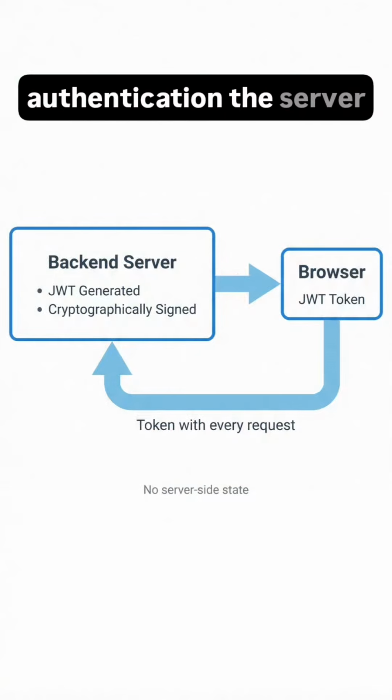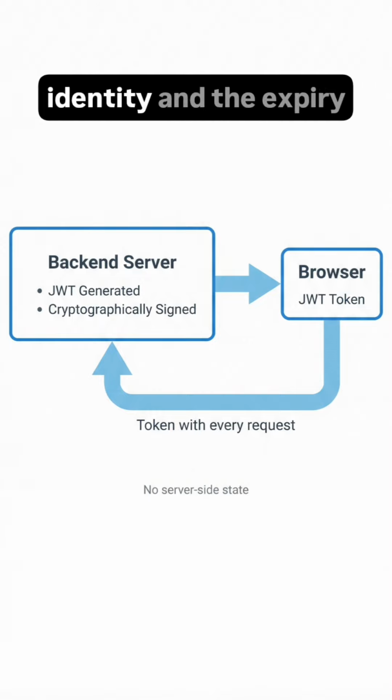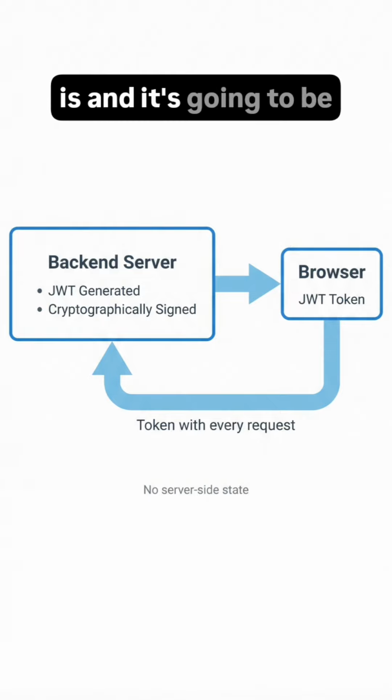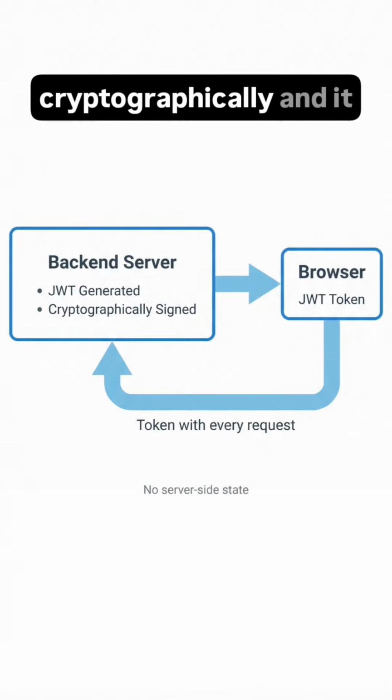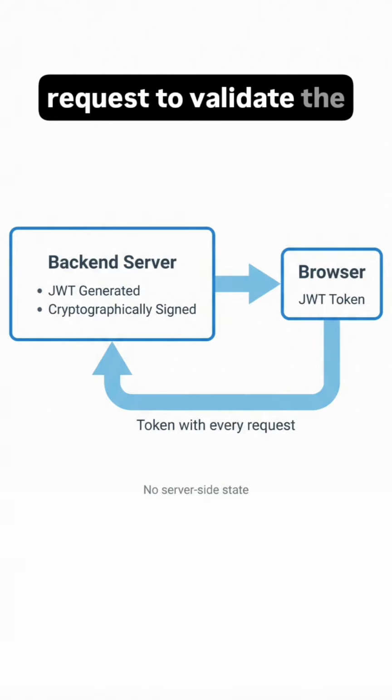In stateless authentication, the server generates the JWT, and the token contains the identity and the expiry, and it's going to be signed cryptographically, and it's going to be sent to the client, and the client is going to use it on every request to validate the user.